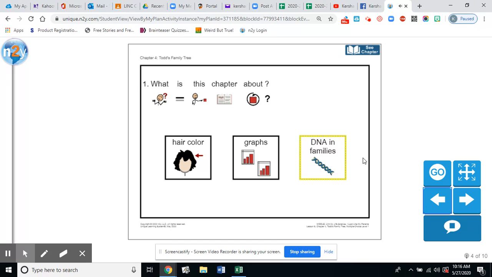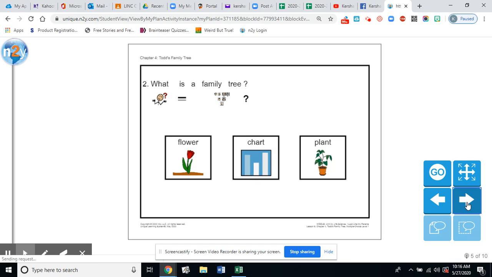DNA and families, because it was talking about shared traits and what was passed down to Todd to make him look the way he looks, his hair color, his eye color. Okay, so question number 2. What is a family tree?